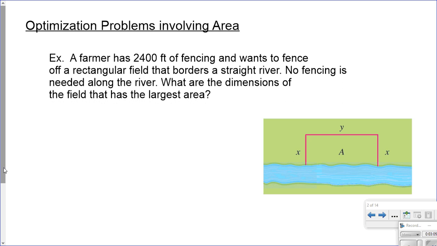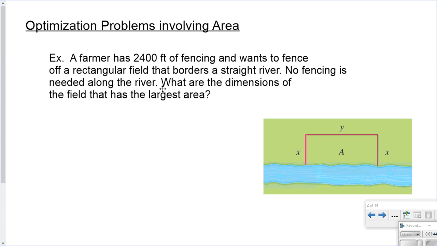What are the dimensions of a field that has the largest area? Okay, so we want to find the dimensions, x and y, on our particular situation here. X we're going to represent the width, and y is going to represent the length of this shape. There's no y along the river, as I said. If we're a farmer, we want to create a pen. Let's say that we're going to put some animals in there. We want to be able to have them access the water, but we want to enclose it in. We have 2,400 feet of fencing, and we want to figure out the best possible area or the maximum area.